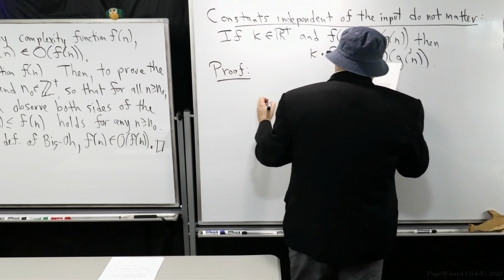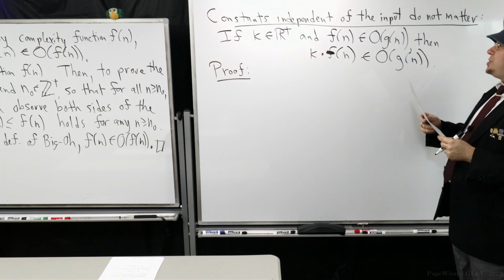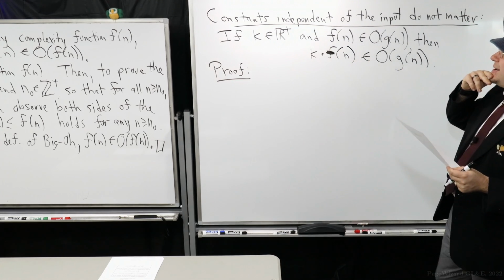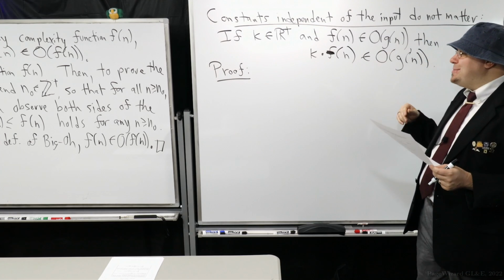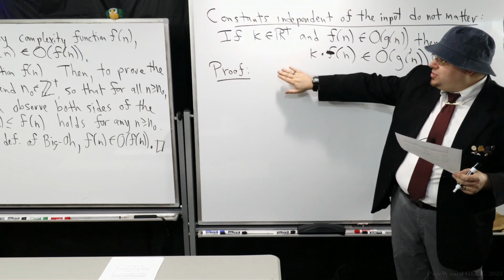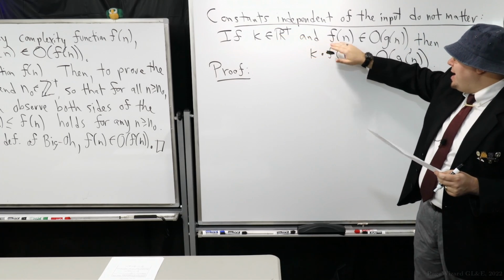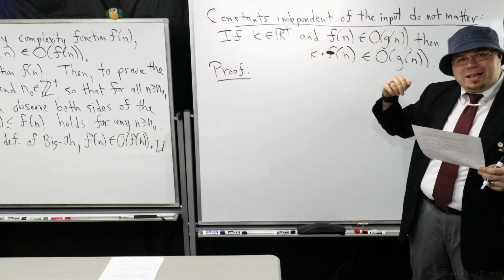So here's a proof. Now, notice that this is actually a conditional statement about two arbitrary complexity functions and also a constant. So you have to keep in mind that often if you're not sure about how to start with a proof like this, you can start off by writing out, consider any k, f, and g with the appropriate domains in place for them.